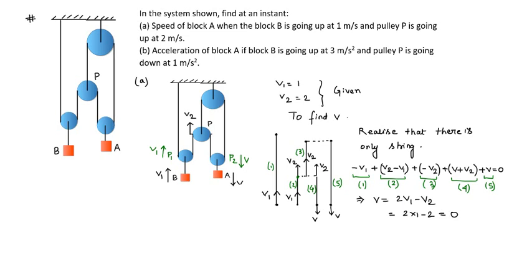Now if you solve this expression, you will get v equal to 2v1 minus v2. The value of v1 is given as 1 meter per second and v2 is given as 2 meters per second. So the value of v comes out to be 0. That means this block A will remain at rest.